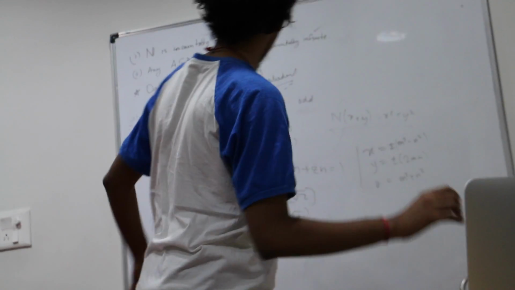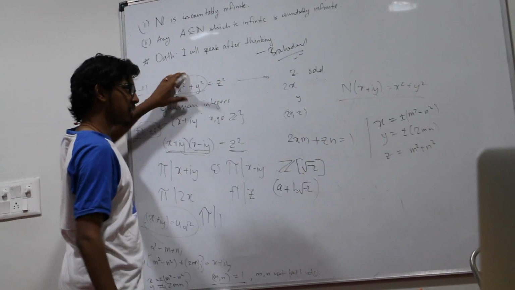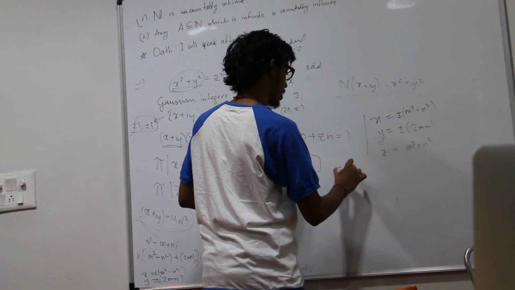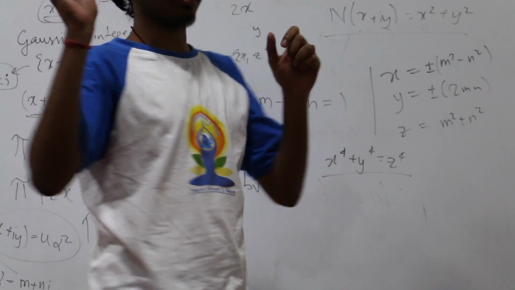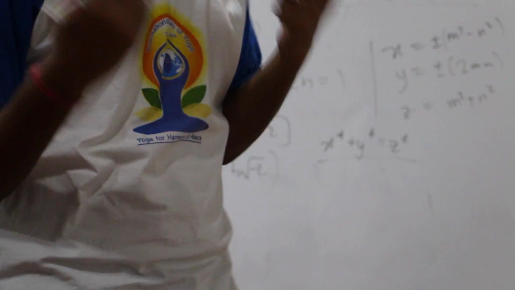The thing is, you use whatever we have learned here to show that Fermat's theorem fails for x power 4 plus y power 4 equals z power 4. You can show that. और मैंने लास्ट टाइम शो कर दिया था, Fermat's theorem.